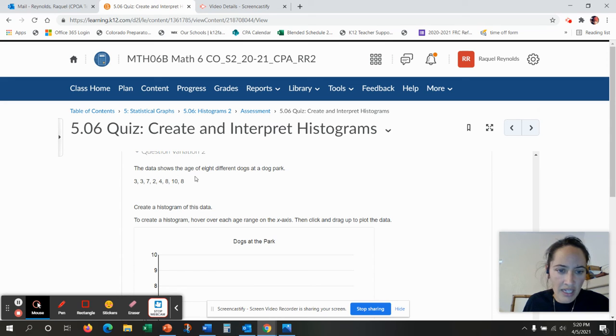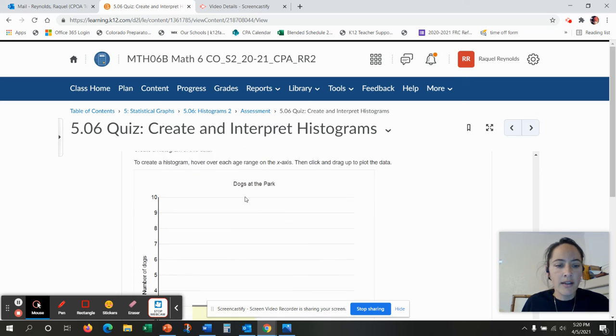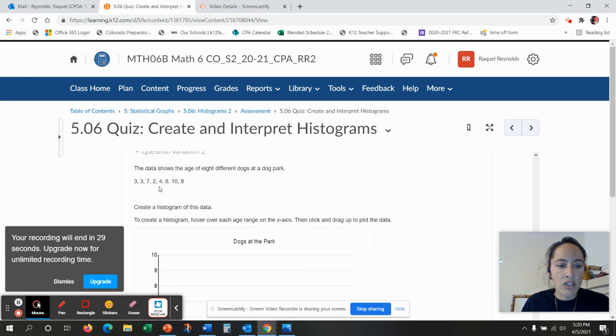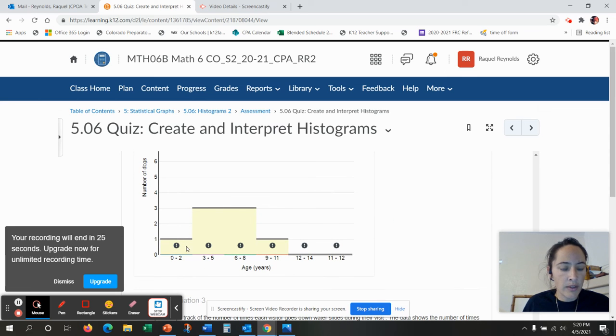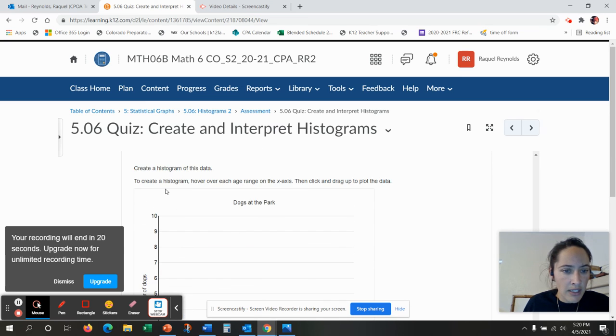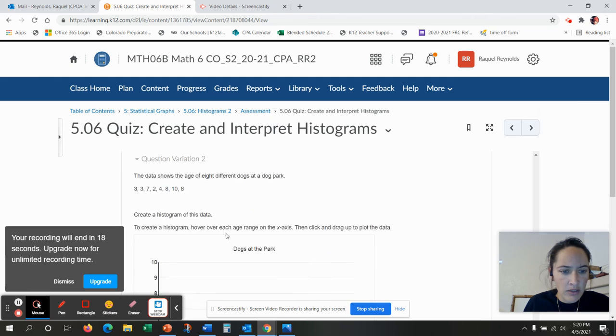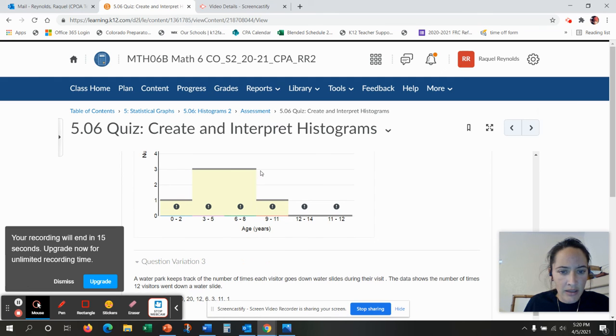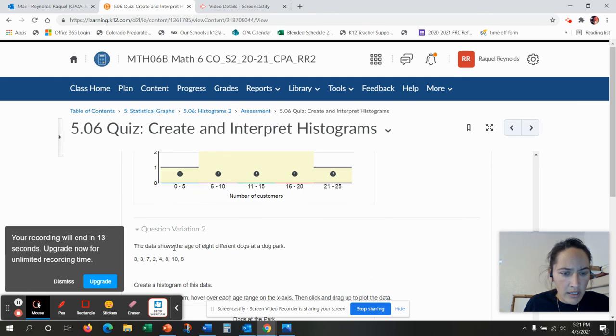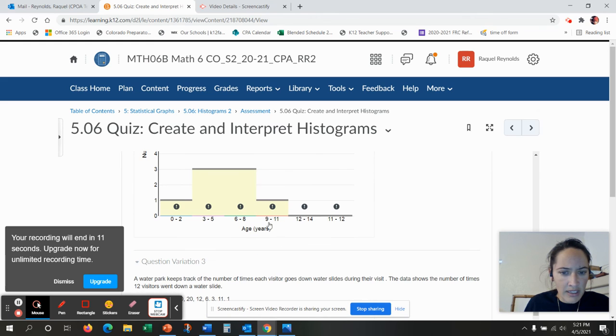So the data shows the age of 8 different dogs at the park. Boom. 3, 3, 2, 4, 7, 8, 8, 10. 0 to 2, there was 1. There were 2 3s and a 4. 7, that should be, so 1, 2, 3, 1 7 and 2 8s, 6 to 8, 3. I think there was 1 10, right? So between 9 and 11, there was 1, and then there was none 12 to 14, and none 11 to 12. Oops, these are messed up. All right, look for video 2.